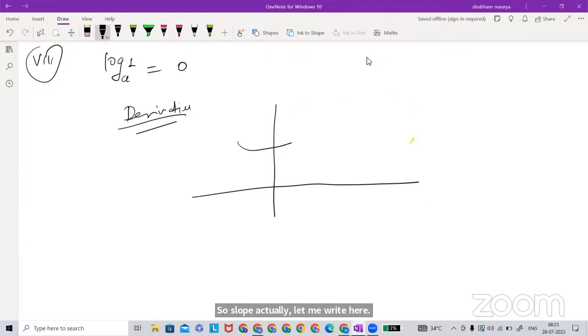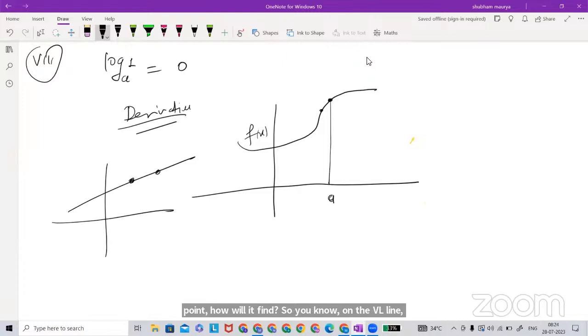Suppose you have this function f(x), and I want to find the derivative of the function at a. What does the derivative mean here? We are trying to find the slope of the function at that point. How will we find it? On the real line, suppose two points are given: x1 with f(x1), that is y1, and x2 with y2. So the points are (x1, y1) and (x2, y2).